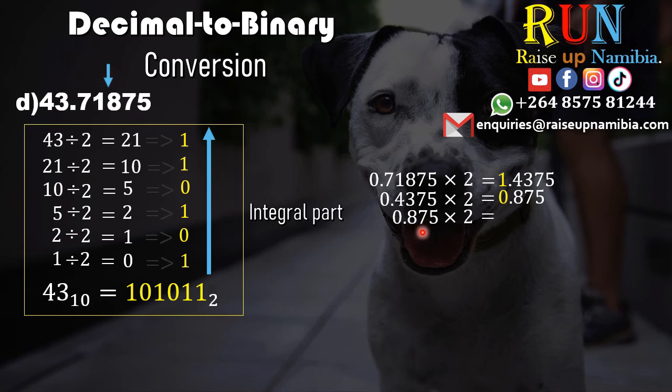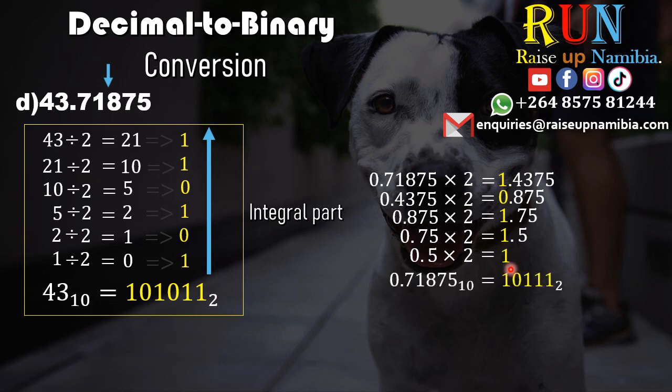Okay? Multiplied by 2. What answer do you get? 1.75. Ignore this one, take the fractional part to the other side, multiplied by 2. What answer do you get? 1.5. Now ignore this one and then just take the fractional part, which is 0.5. Multiply that by 2. Then what answer do you get? It's a 1. Okay? Now once you reach a 1, that means you are done.